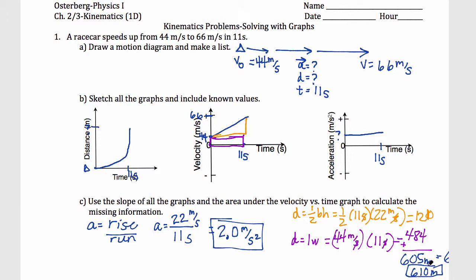Okay, so by using the area underneath the curve here, the rectangle and triangle, we're able to find the displacement. By using the rise over run of this line, we're able to find the acceleration. So that's how you use the graphs to solve problems.